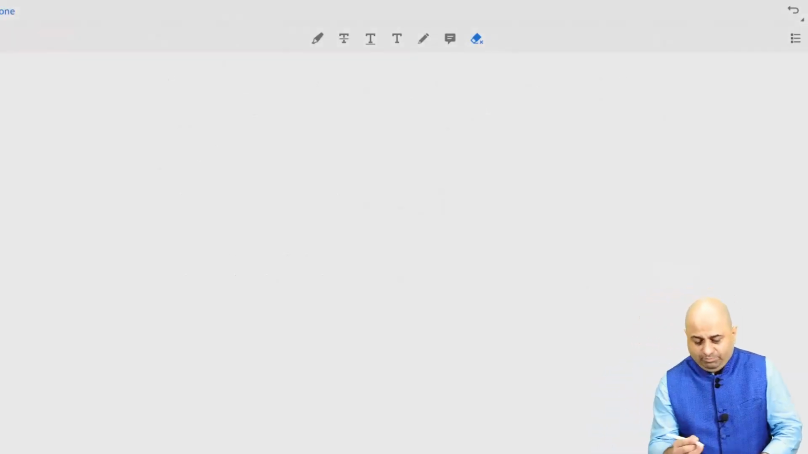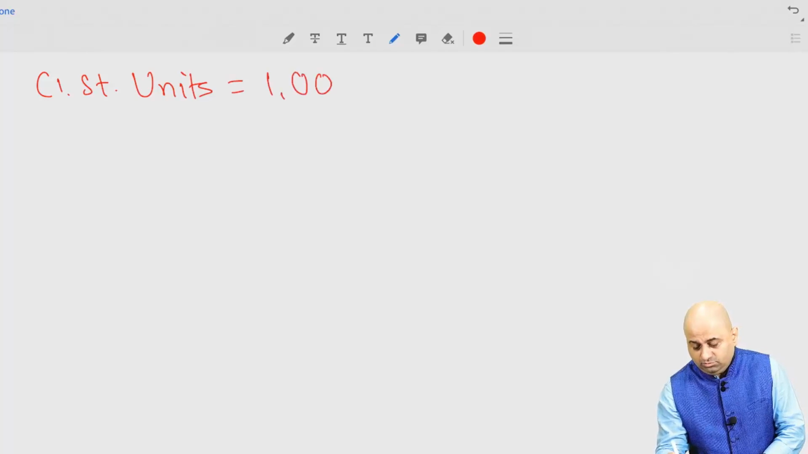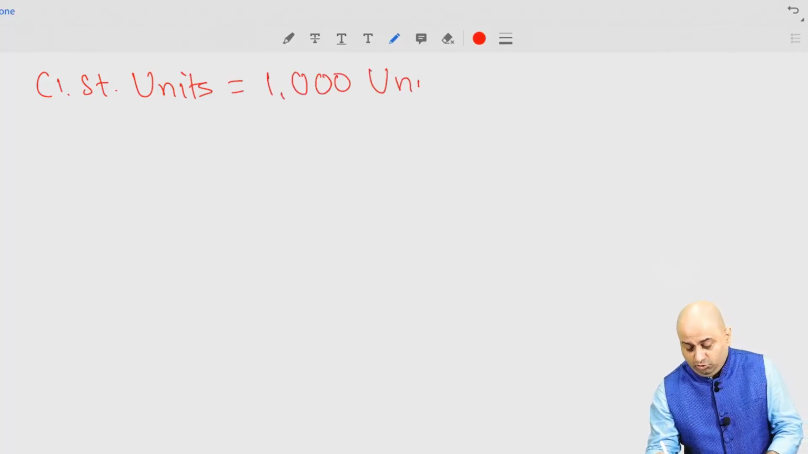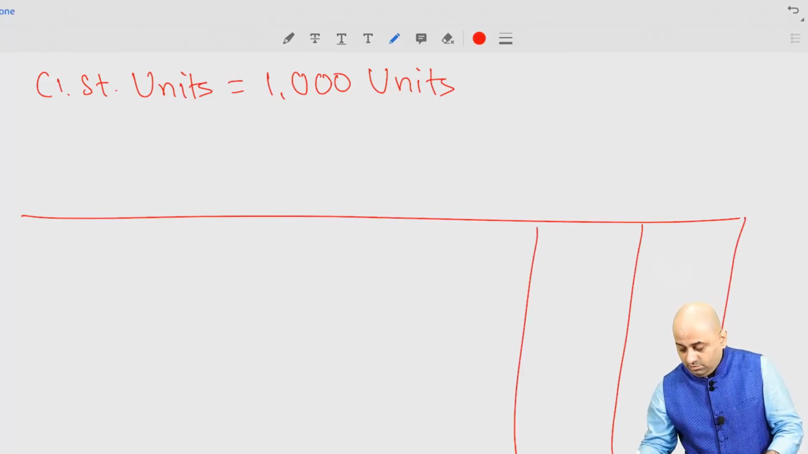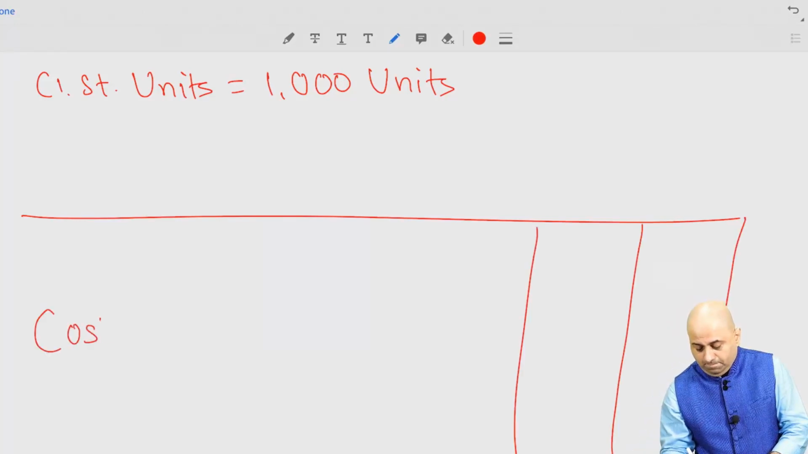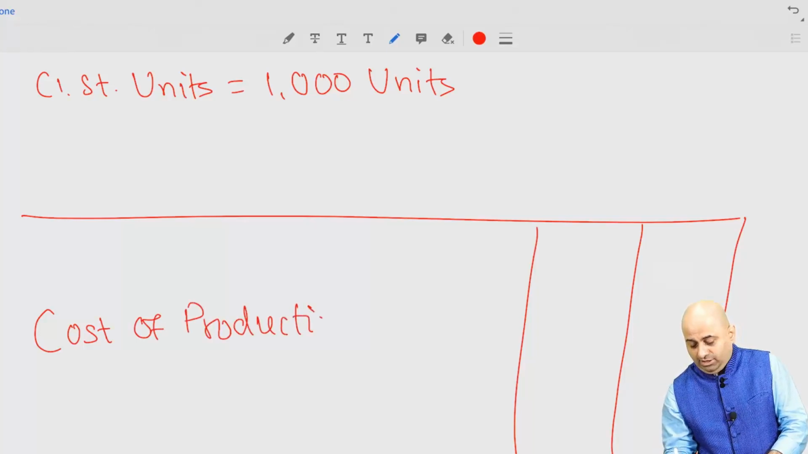Now let's take an example. Let's say my closing stock units are 1000. Closing stock of finished goods units are 1000 units. My cost of production is 1 lakh rupees.